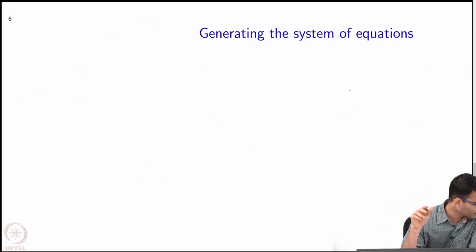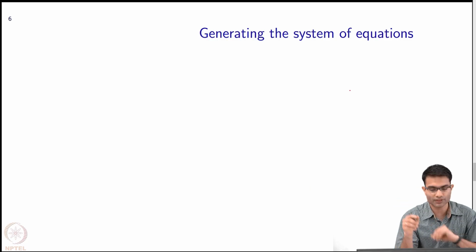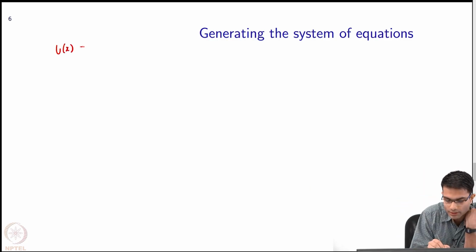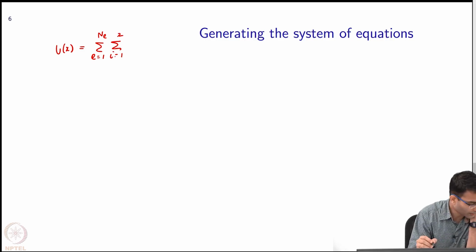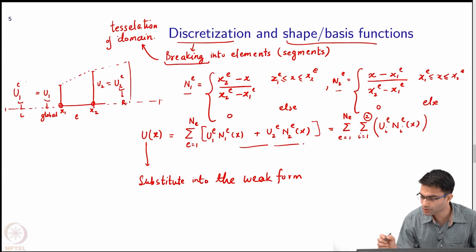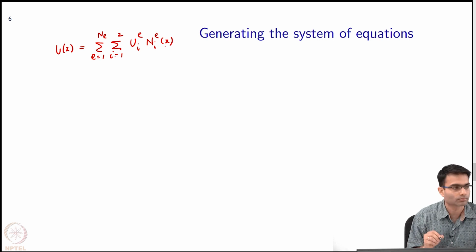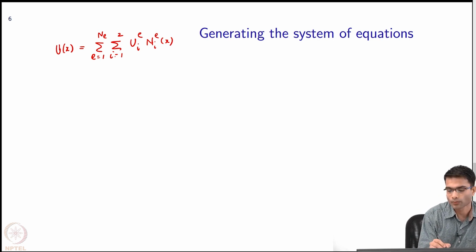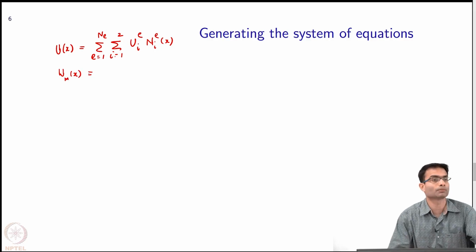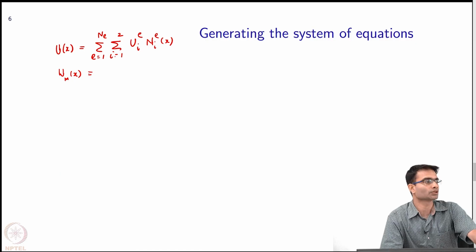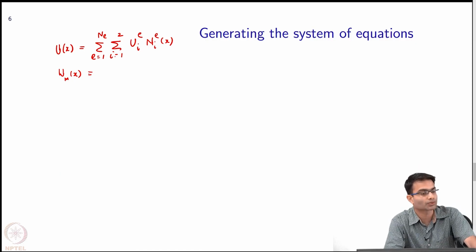So, to generate this system of equations, what can I write? First of all, u x is from before, right. So, I will write this once again: summation over E equal to 1 to NE, summation over I equal to 1 to 2, and the remaining part was U I E N I E x. This is U. Okay. What about W x? W M x. What choice should I use for W M x? It is Galerkin's method. So, shape functions and testing functions are the same. So, what should I choose W M x as? N I E.